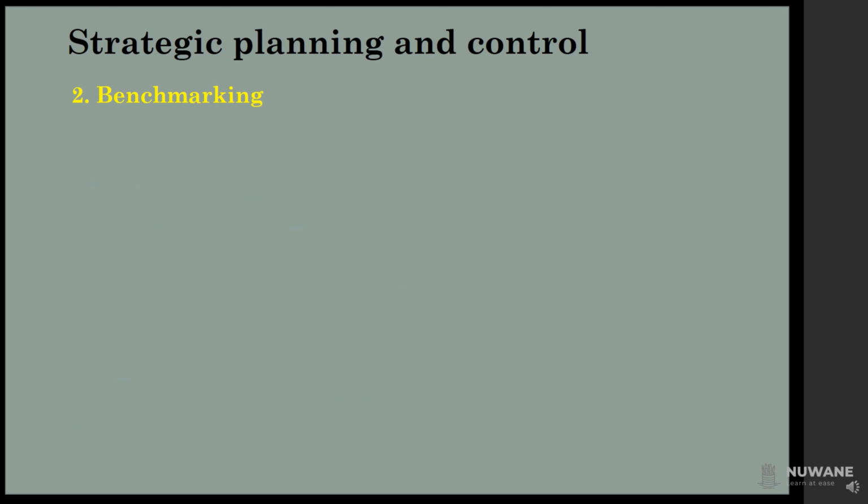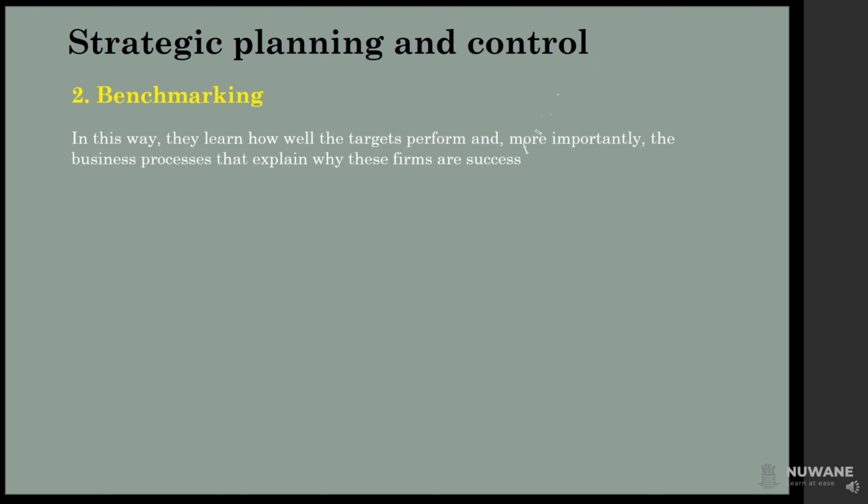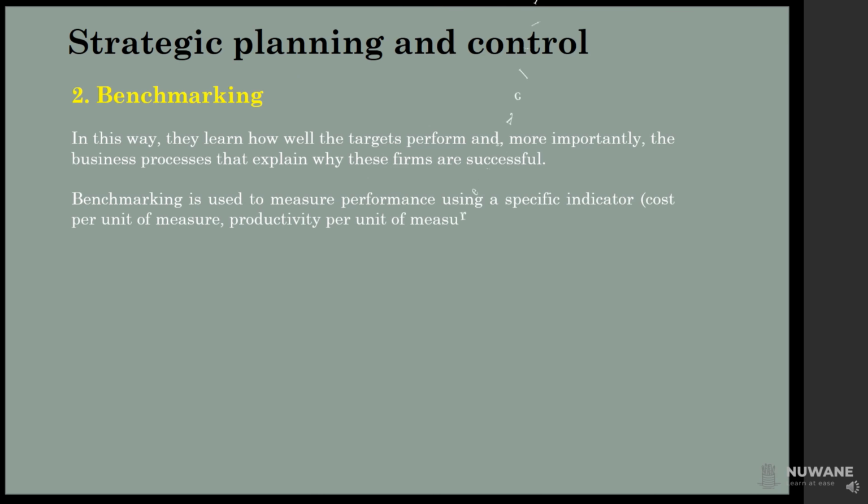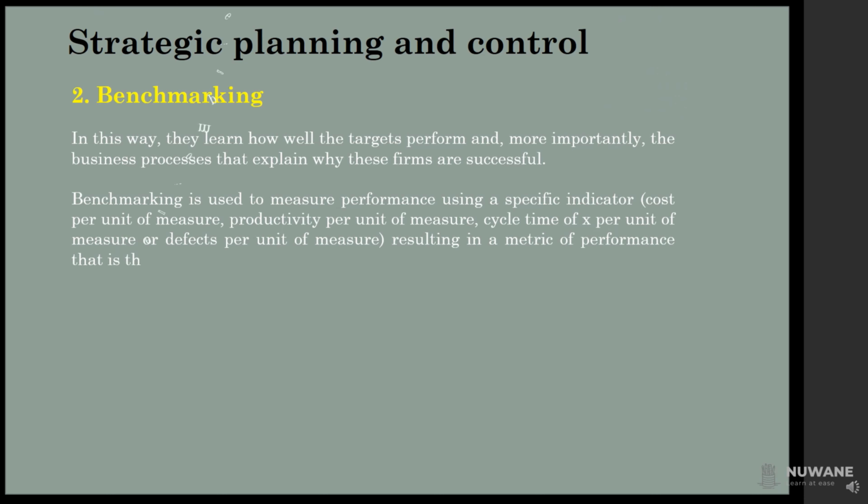In this way, they learn how well the targets perform and, more importantly, the business processes that explain why these firms are successful. Benchmarking is used to measure performance using a specific indicator: cost per unit of measure, productivity per unit of measure, cycle time of X per unit of measure, or defects per unit of measure, resulting in a metric of performance that is then compared to others.